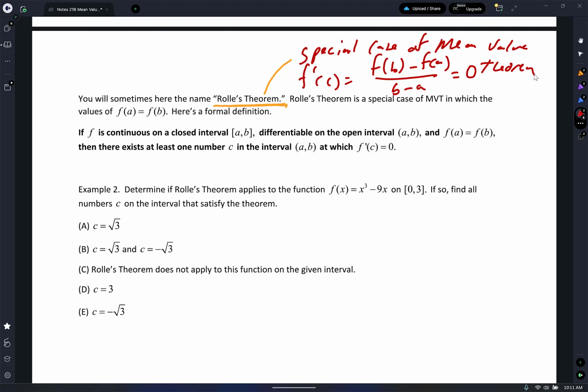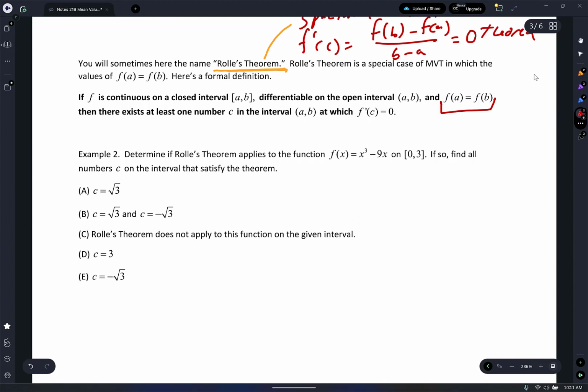It says right here, if f is continuous on a closed interval a to b, differentiable on the open interval a to b, and f of a equals f of b, then there exists at least one number c on the interval a to b in which f prime of c equals 0. It makes sense. If the y values are the same at a and b, that means I have a horizontal secant.